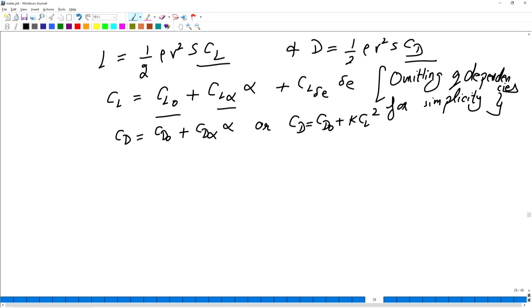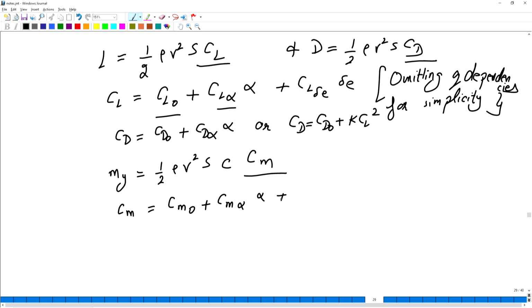Now what we are left with is the pitching moment about the body y axis. We know it is written as half rho v square S into c into Cm. Cm is the pitching moment coefficient, c is the chord, and the modeling of Cm can be done in this way: Cm equals Cm naught plus Cm alpha into alpha plus Cm delta E into delta E. Fine.